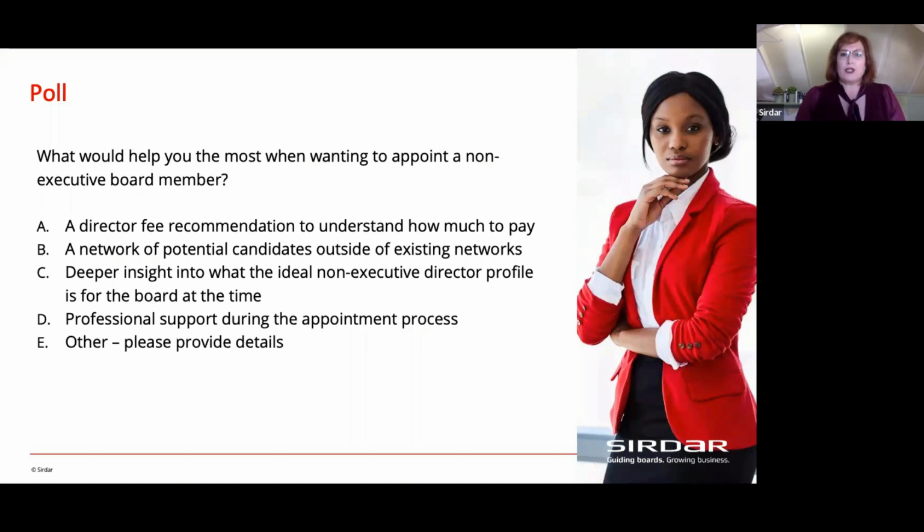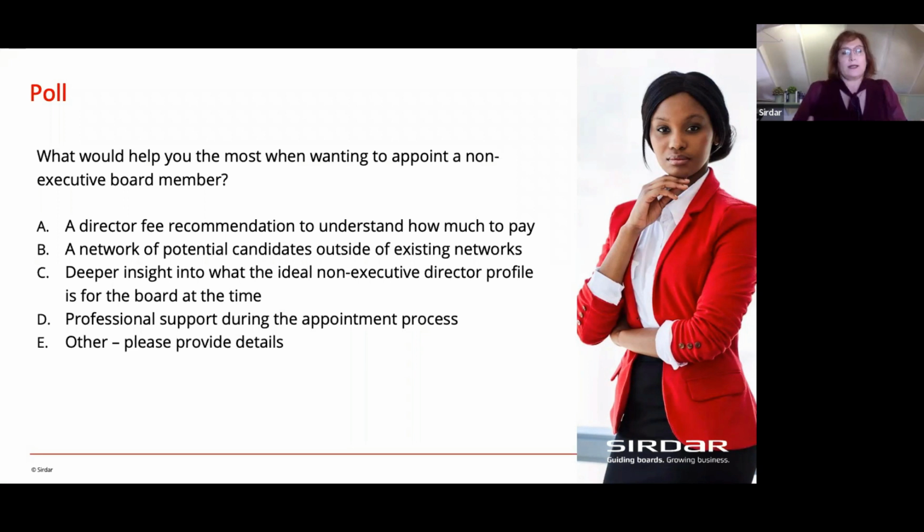B: this network of potential candidates outside existing networks. I want a non-executive, a really independent board member who's going to be fantastic and align with the needs of my board, but I don't know how to find them. C: deeper insight into what the ideal non-executive director profile is for the board at that time.